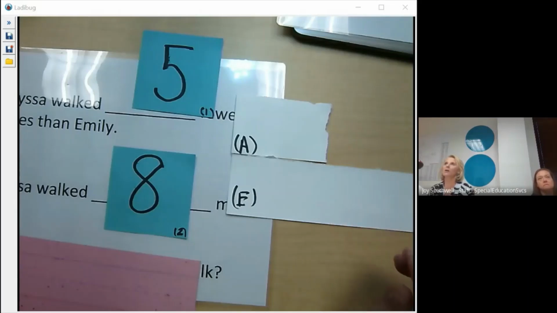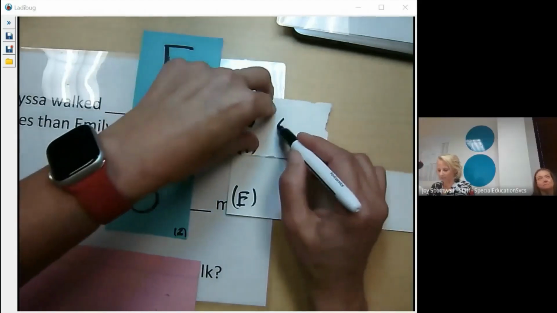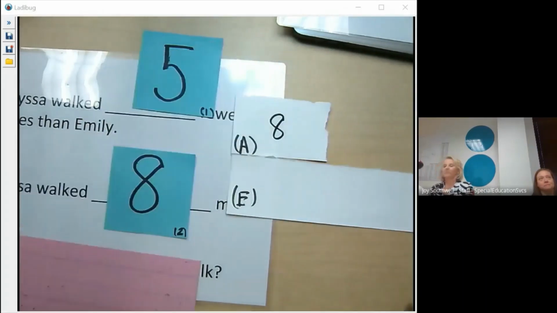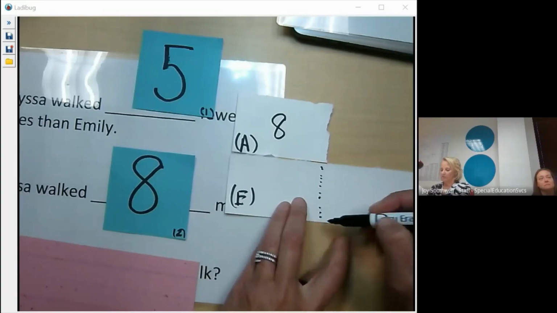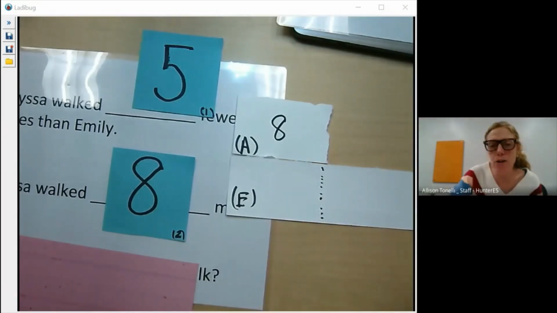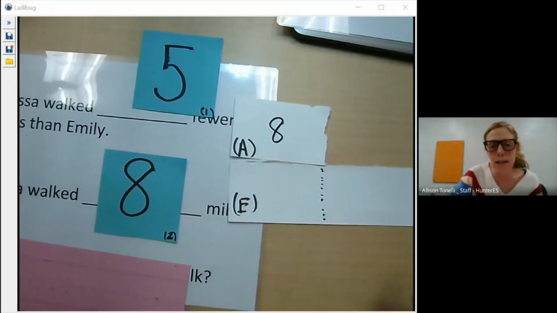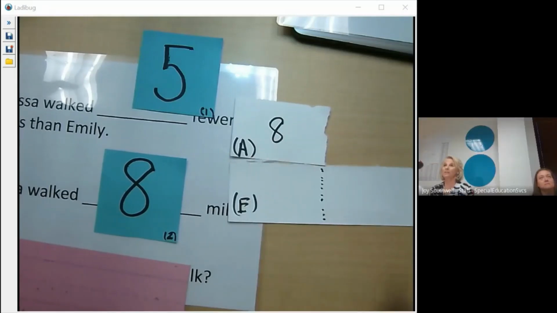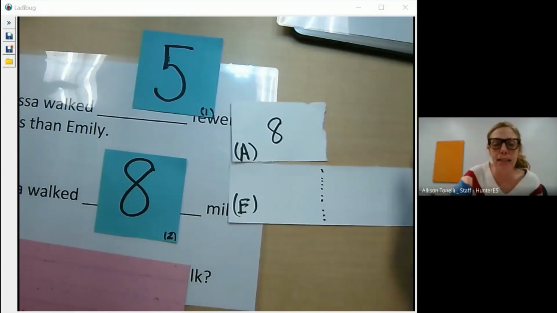How far did she walk, Allison? Alyssa walked 8 miles. Okay. And then what can I do right here? I did a 5 on the other side of the line of equality. Right. But you jumped to that, didn't you? I did. So you put an 8 on the side right underneath.